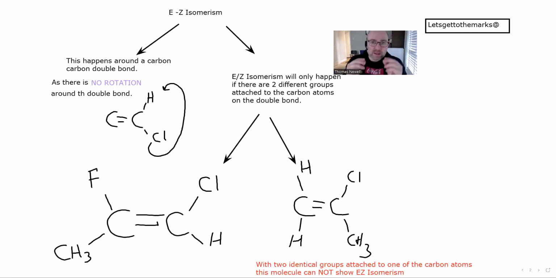The first thing we need to know about E-Z isomerism is that this type of isomerism can only happen when there is no rotation around the double bond. What do we mean by that?